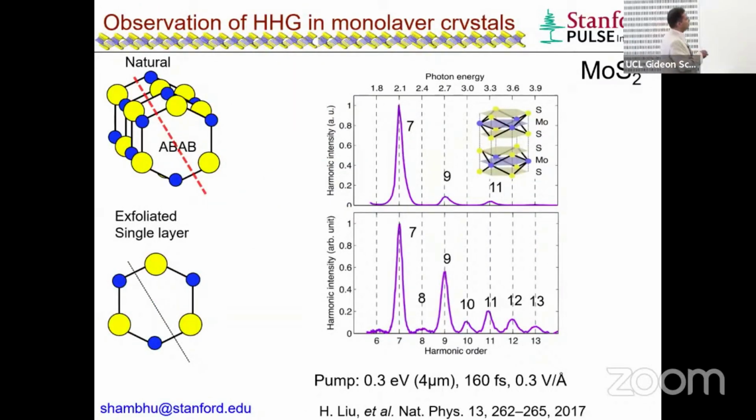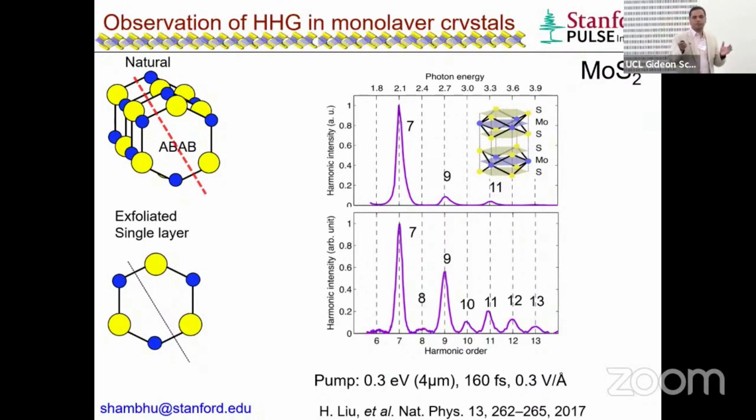This is also the first observation of high order harmonics from a single layer of MoS2. MoS2, if you're not familiar, is kind of like graphene. When you get graphene, you peel a layer of carbon from graphite, basically from pencil. This is kind of similar: you peel a layer of MoS2 from the bulk MoS2. And when you do that, it is actually quite remarkable.